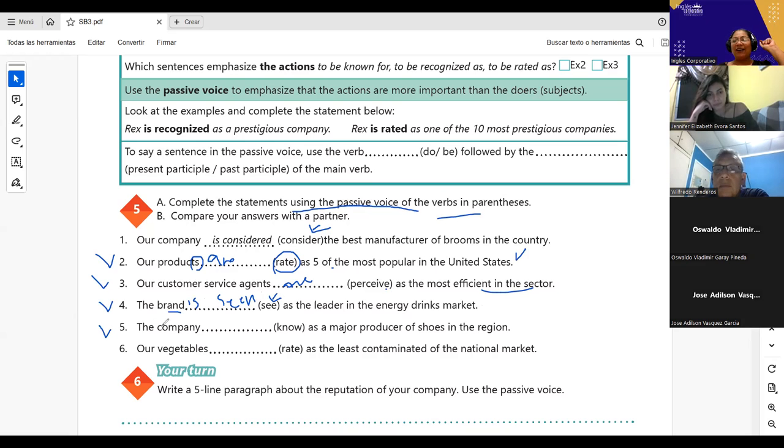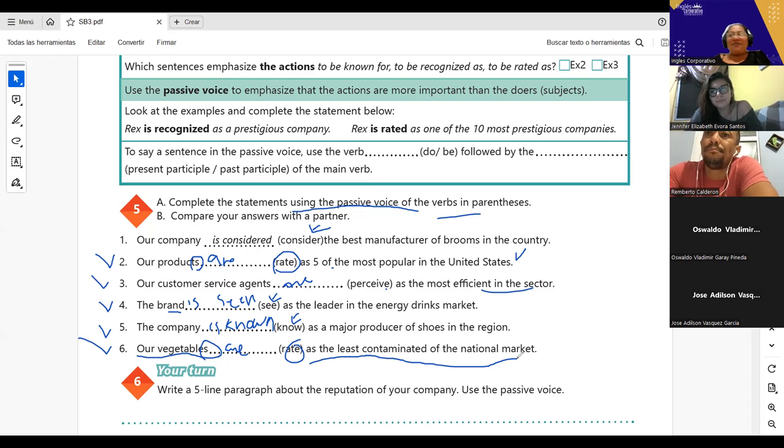Number five, and we're going to finish. Okay, the company is. That is past. Yes, but that is the past participle. Yes. Now, our vegetables are the least contaminated of the national market. And we did it. Okay, good job. We did it. We completed them.